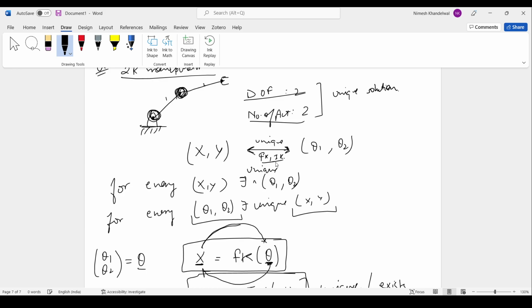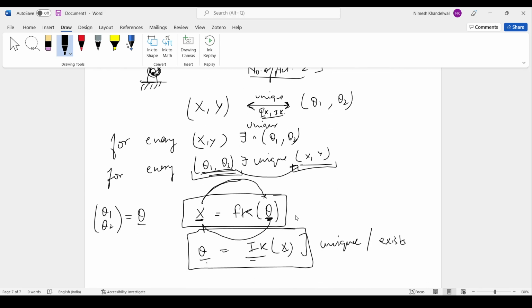Discussing further, you will see that the forward kinematics problem in general always has a solution. In the domain of theta 1 and theta 2, if you set a particular theta 1 and theta 2, you will get a corresponding x and y. There is no doubt in that. For any vector theta you will get a particular x. But what happens when you try to get theta for a particular x, that is, given the position of the end effector, what are the joint angles?